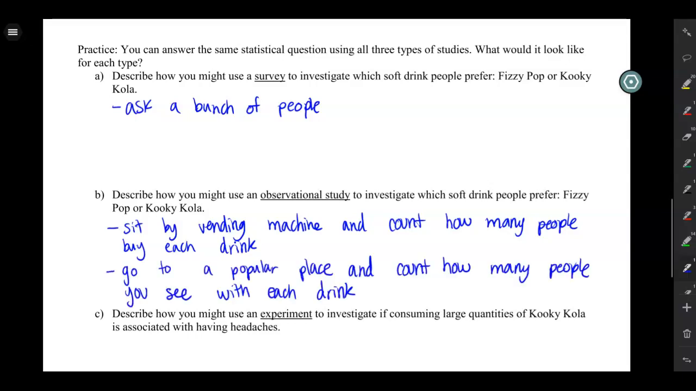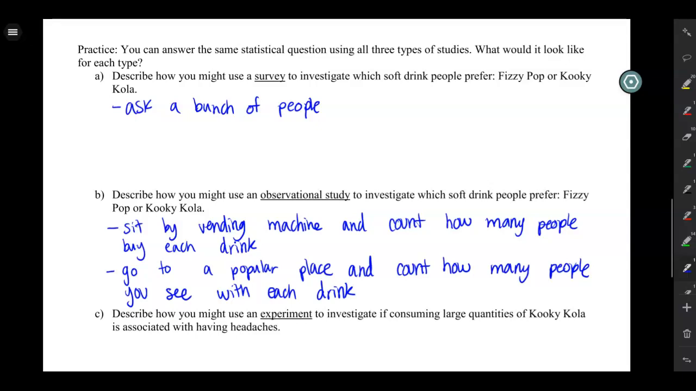So in both of these examples, you're going to want to make sure that you're thinking about things like, okay, if I'm going to an amusement park that's right next to the headquarters for Fizzy Pop, how is that going to affect what kind of drink people might be drinking at that amusement park? Or if I sit by a vending machine where the Coca-Colas are 10 cents cheaper than the Fizzy Pops, is that going to affect my results?